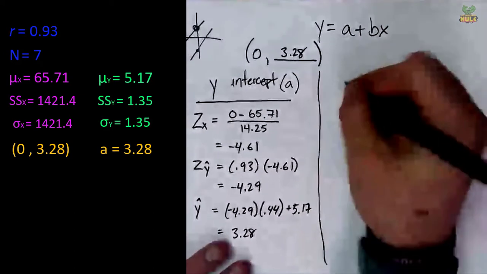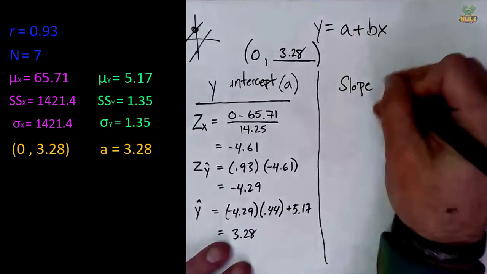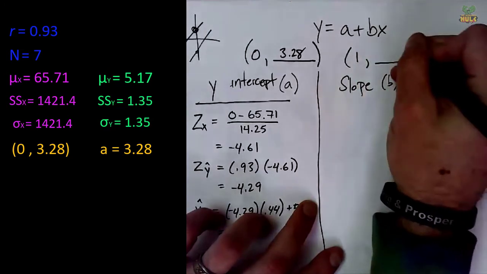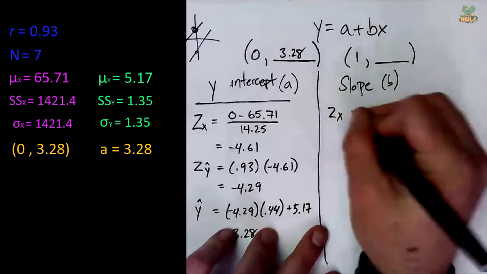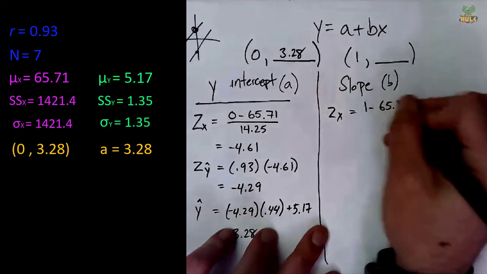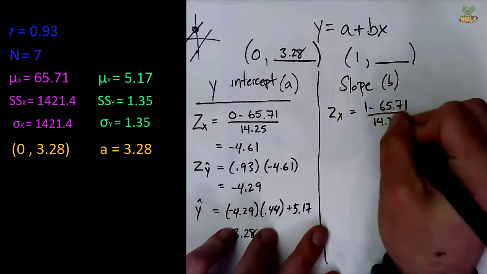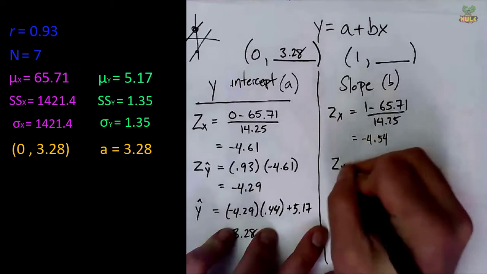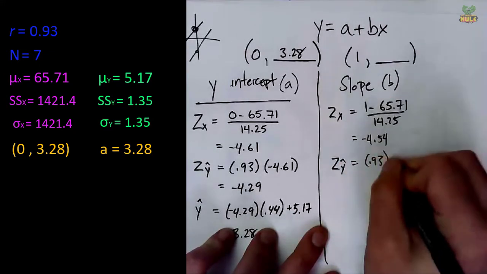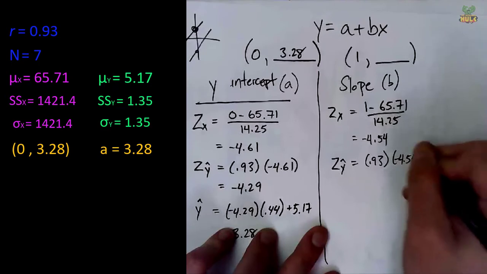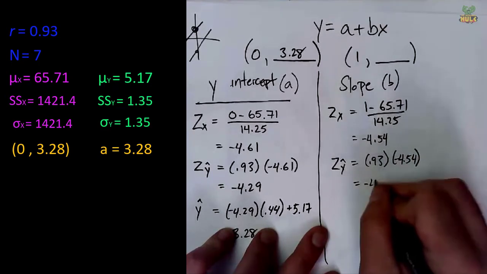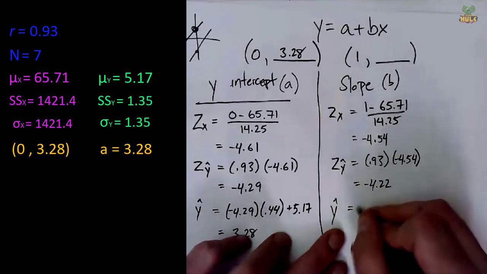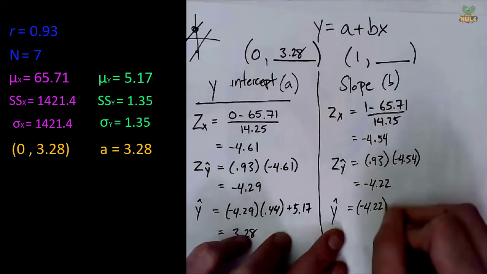Okay, now slope. Slope is b. We need 2 points for that, so we're going to do another point, 1 and something. We go through the steps again. Z of x now is equal to 1 minus 65.71 divided by 14.25. You get negative 4.54. Z of y hat then is 0.93 times negative 4.54. This will give you negative 4.22. Y hat then gets that back out of the z-score world and back into the raw score world.